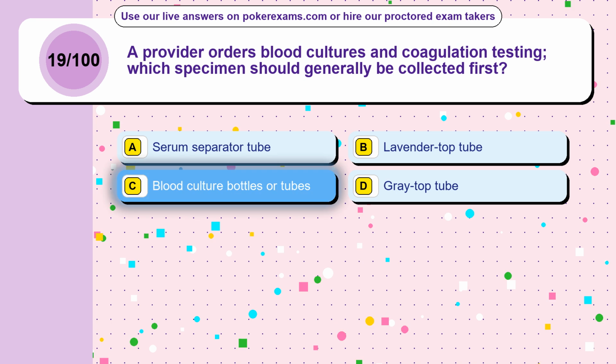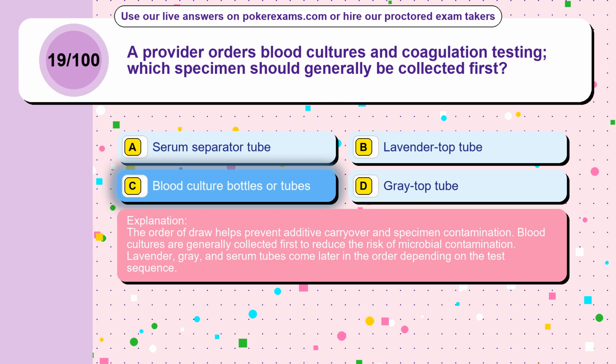The correct answer is option C, blood culture bottles or tubes. The order of draw helps prevent additive carryover and specimen contamination. Blood cultures are generally collected first to reduce the risk of microbial contamination. Lavender, gray, and serum tubes come later in the order depending on the test sequence.